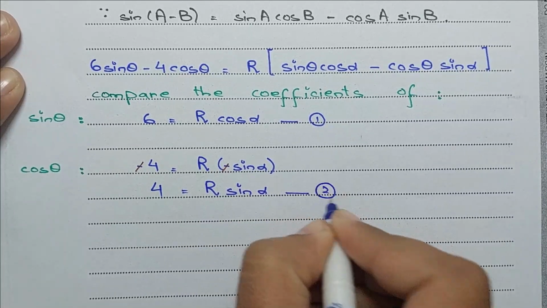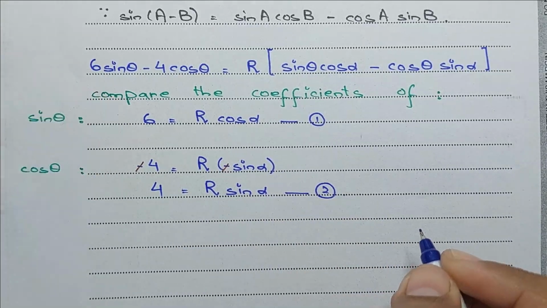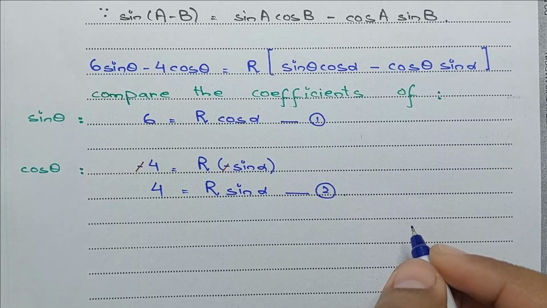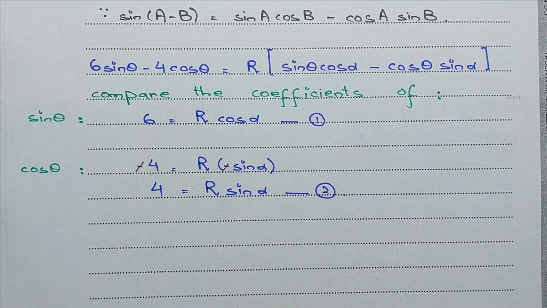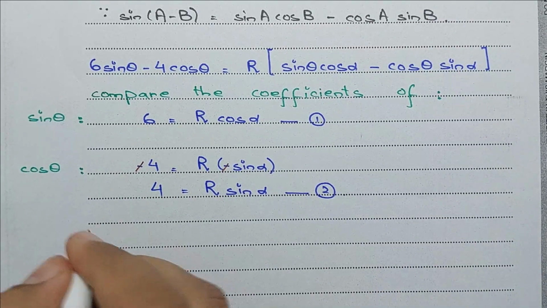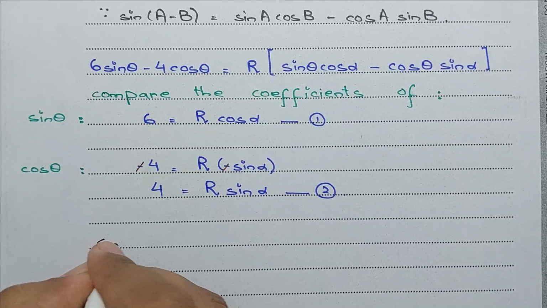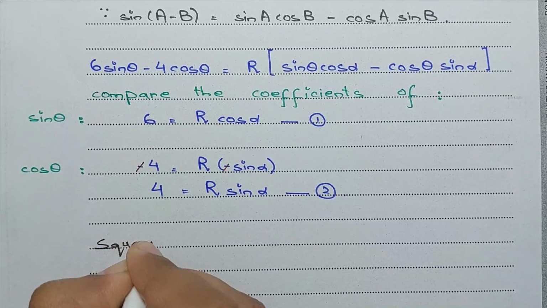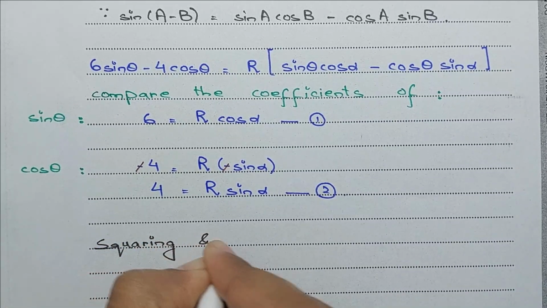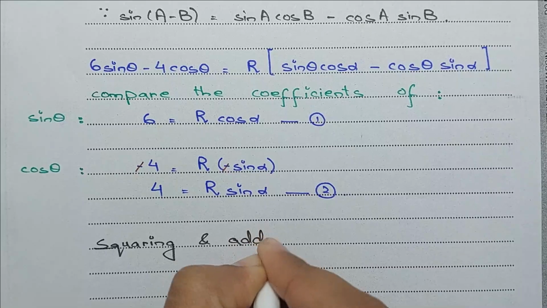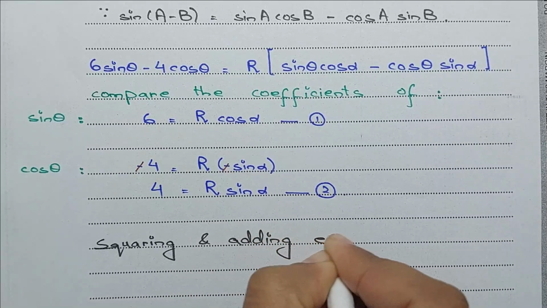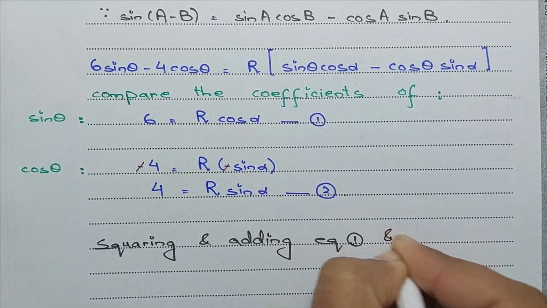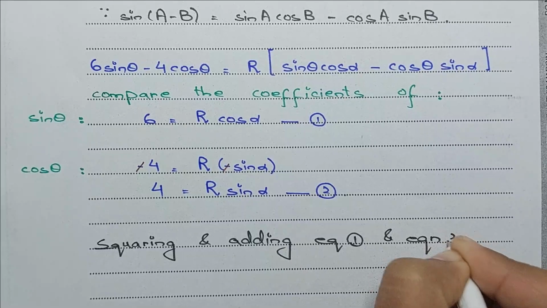This is your second equation. And now with the help of these two equations, we can get the value for r and the value of alpha. Now, to get r, the first step is squaring and adding equation 1 and equation 2.